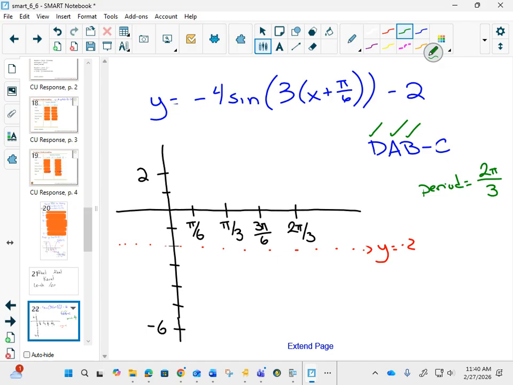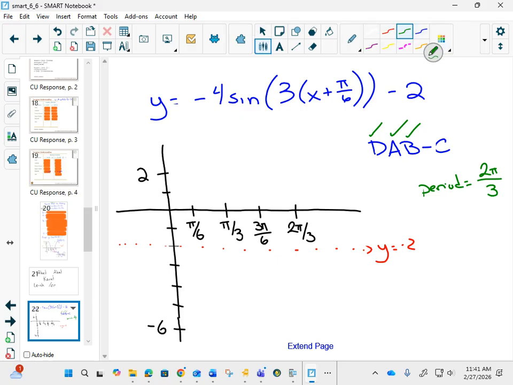Now, when we're doing this for sine and cosine graphs, you're going to hear me say cosine graphs start at a maximum, sine graphs start in the middle, going up. Does it make sense that a negative cosine graph wouldn't start at a maximum? The negative with the reflection would start at a minimum. And a negative sine graph is going to start in the middle.